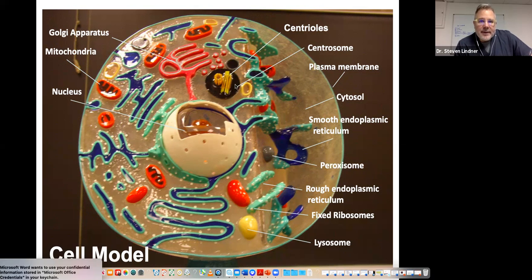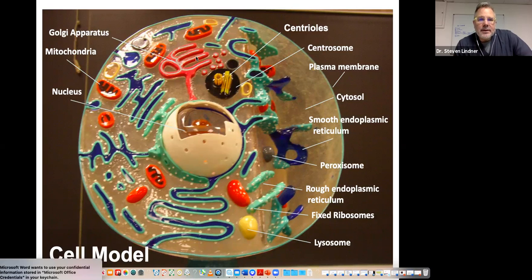Then we have the black circle that's called a centrosome with these yellow-like spindles, these cylinder-like structures called centrioles. The yellow are centrioles and the black is the centrosome. You will hear about these centrioles in terms of function when we talk about mitosis and cell division. You will see these centrioles come into play.